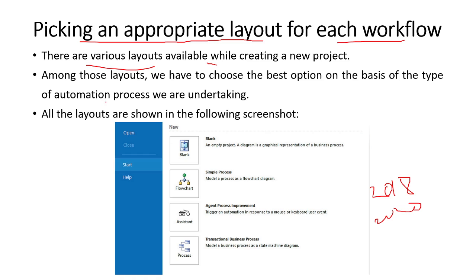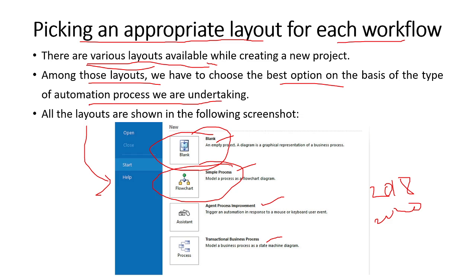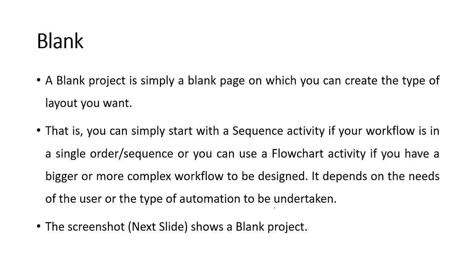Clear? There are several layouts available with UiPath Studio, like blank, simple process, agent process improvement, transaction business process, like this. So depending on the requirement, among these layouts you need to choose the best option based on the project that you are working on. That's what the author is telling here. Clear? Now we shall see one by one what blank means, what simple process means, what agent process improvement means, and what transaction business process means. So now we shall go ahead with the blank one.